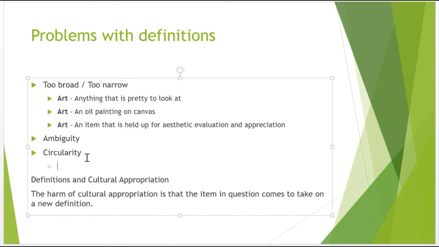So how about circularity? What if I say art is anything made by an artist? Well, okay, that's probably true, but that's actually a circular definition, because how do we define an artist? We define an artist as someone who makes art. So a circular definition is going to either involve two definitions or imply a second definition.